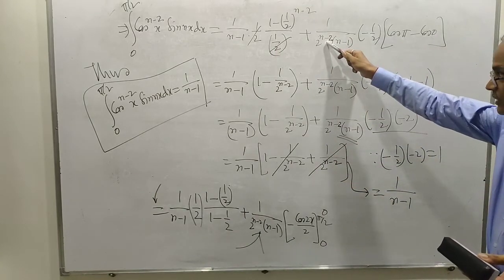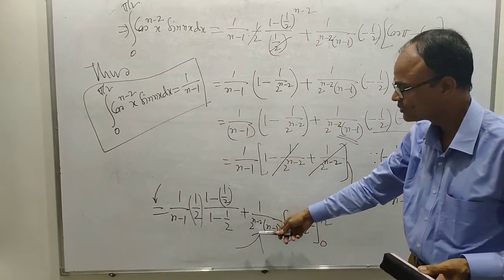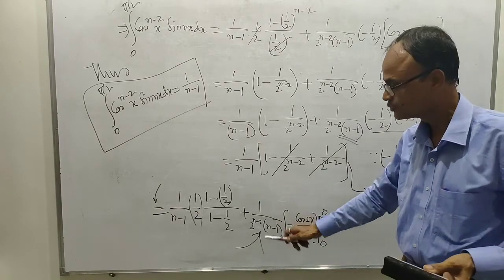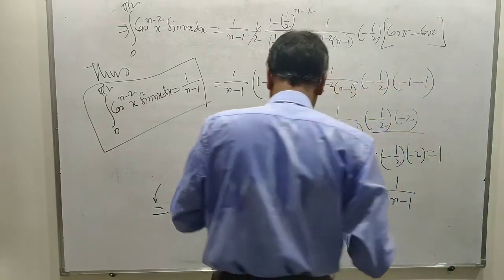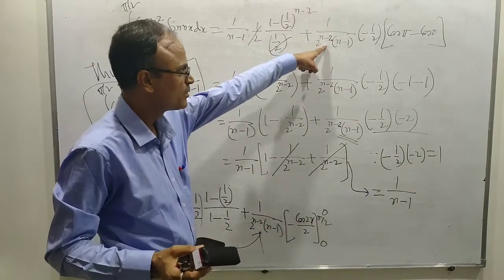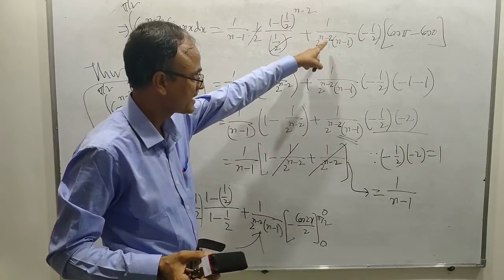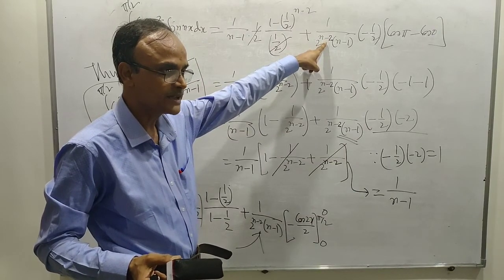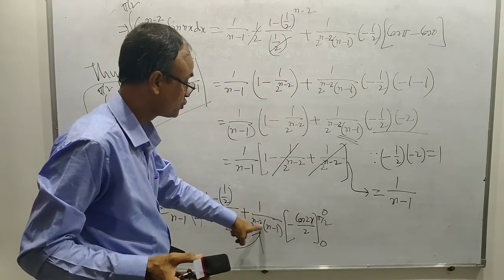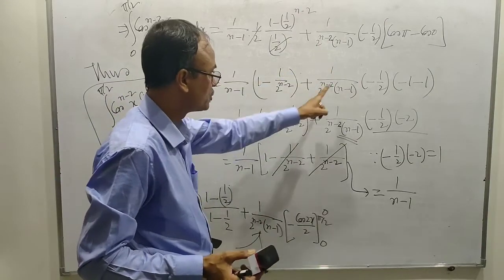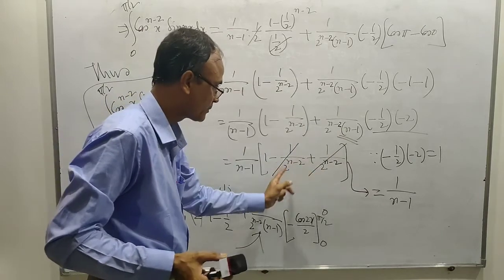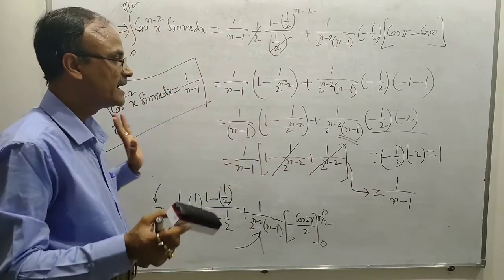It should have been 2 to the power n minus 2, but we did not remove this one. Up to this term, we did not make any mistake. And in this term, please correctly write 2 in place of 1, because it is also 2 to the power n minus 2. These two terms will be cancelled, 1 by n minus 1.